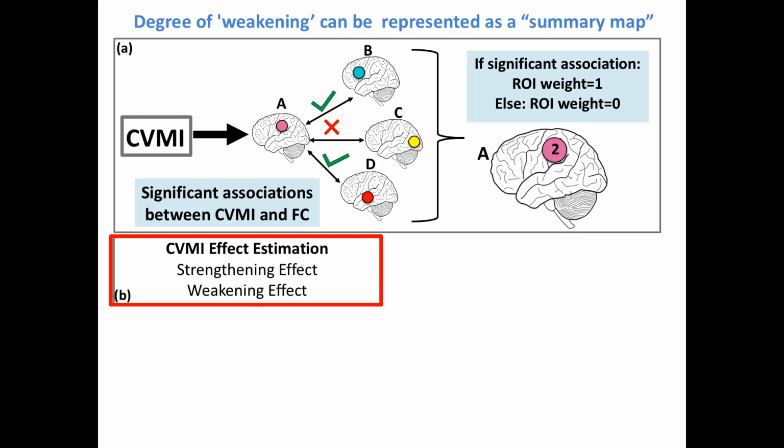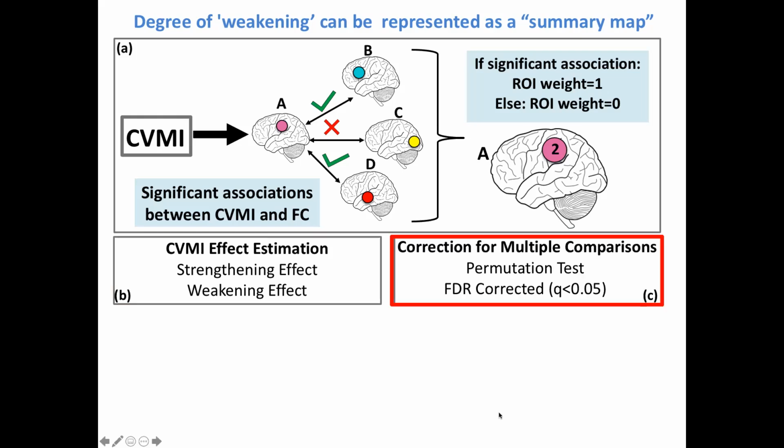Finally, we sum up these weights across each region and find the summary measure, which is the degree of strengthening or weakening for that region. For corrections for multiple comparisons, we used a permutation test and applied FDR correction.